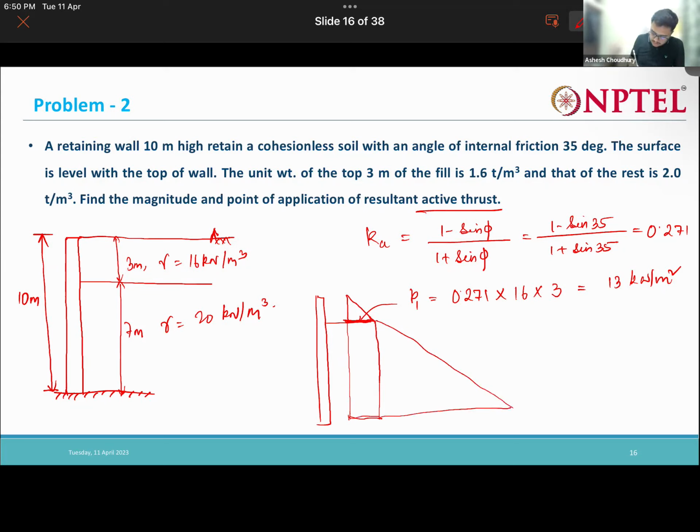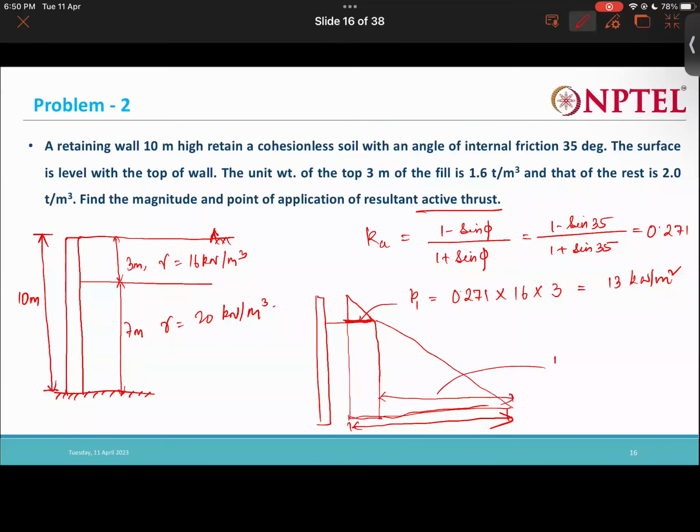Okay, so what is this value? 0.271 into 20 into 7. This triangle, yes, this one. 0.271 into 20 into 7 equal to how much? 37.94.